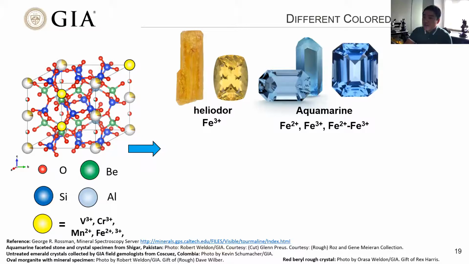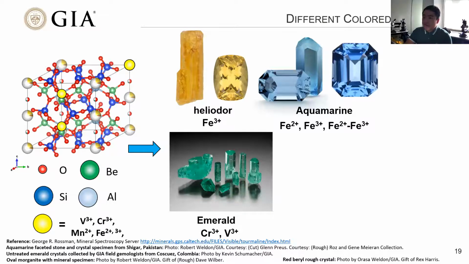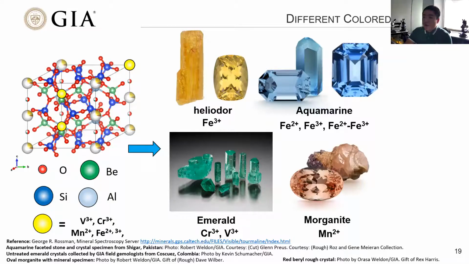When iron 2+ and iron 3+ are both present, the color can be a dark blue. Green color is from a mixture of blue and yellow. Chromium 3+ and vanadium 3+ contribute to the saturated green color seen in emerald, a green variety of beryl. The pale pink color in morganite is caused by manganese 2+.